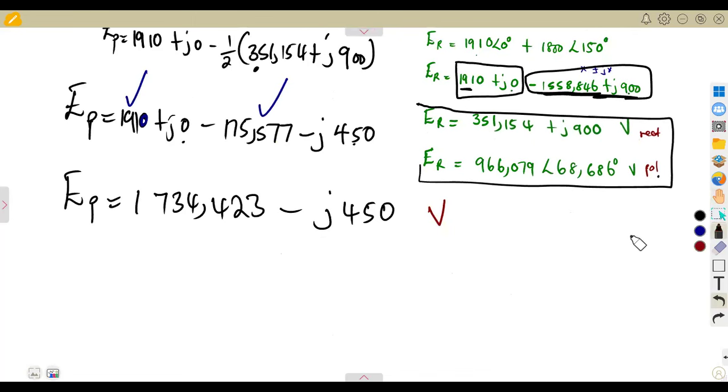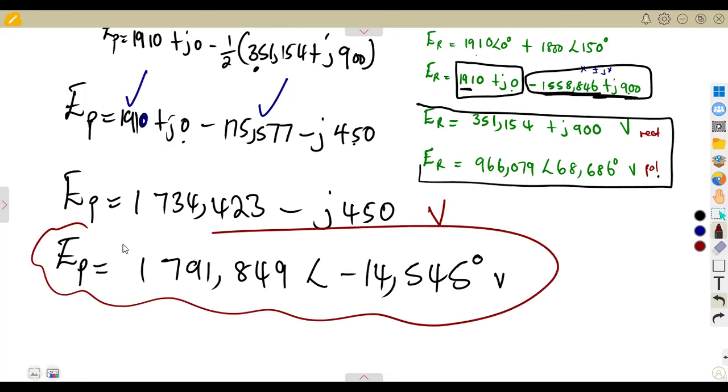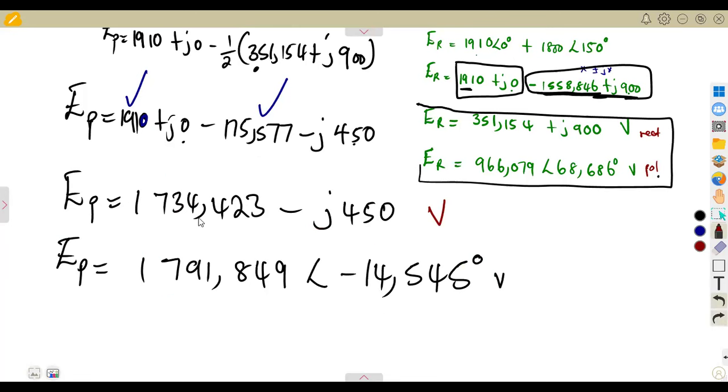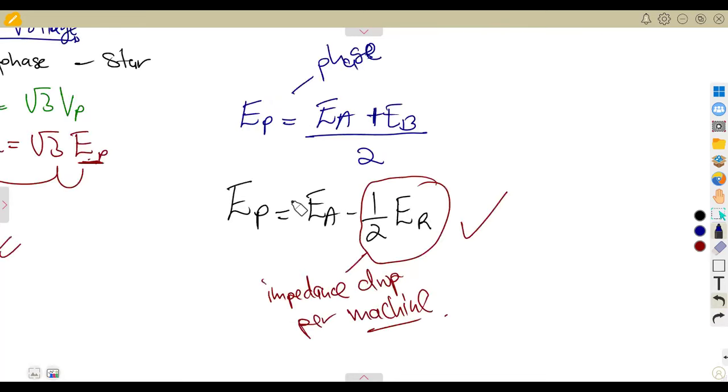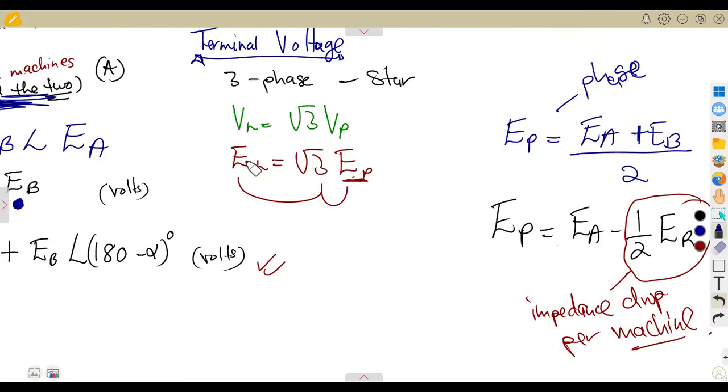Convert to polar form, guys. I just hope all of us are now used to this. That was going to be 1791.849 at an angle of minus 14.545. This is what you're going to have in polar form, and this was in rectangular form. So you've got your EP. Writing in polar form, we need the magnitude there, because remember, we need the terminal. So from this part, the terminal voltage EL is going to be square root of 3 EP, because we are dealing with a star.